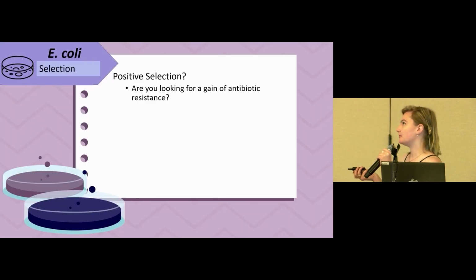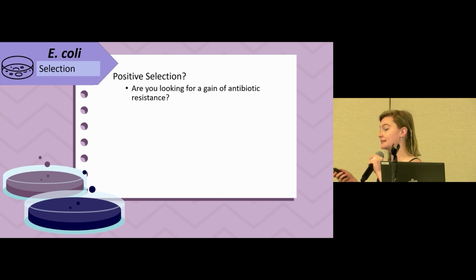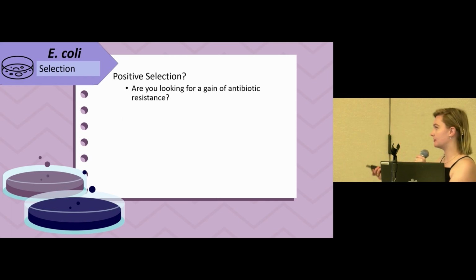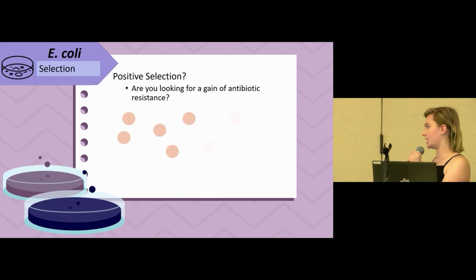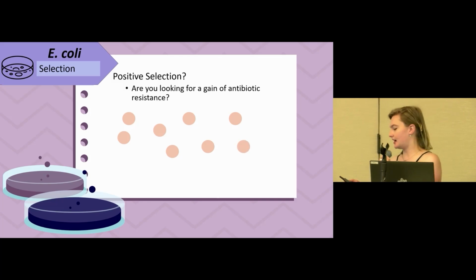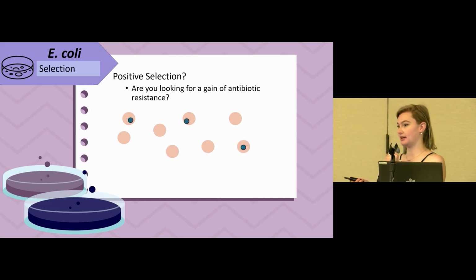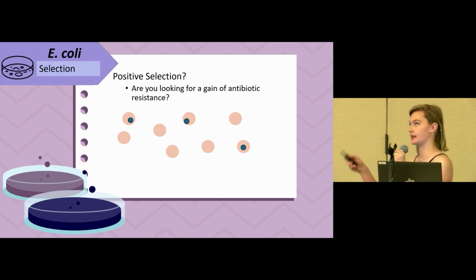So selection is the passive process of selecting your E. coli. This is something that your plate will actually do for you if you use the correct antibiotics. And you can either do positive or negative selection. Positive is where you're looking for a gain of antibiotic resistance. So an example of this is you have however many cells you have, and you know that some of them should have your plasmid, and that plasmid would have your bacterial resistance marker, let's say for kanamycin.